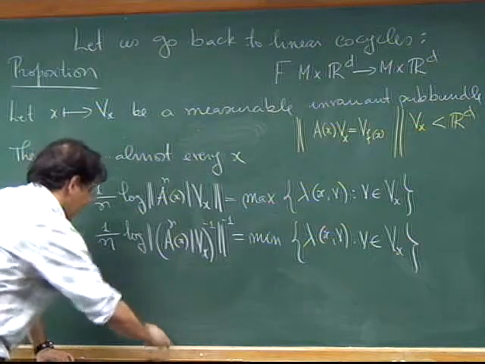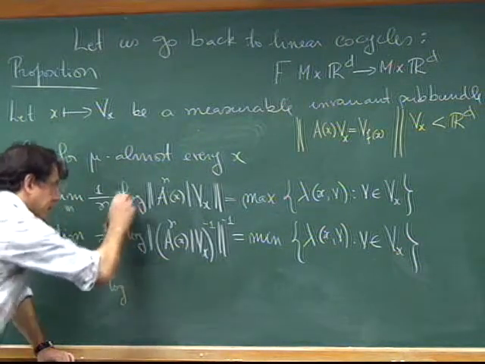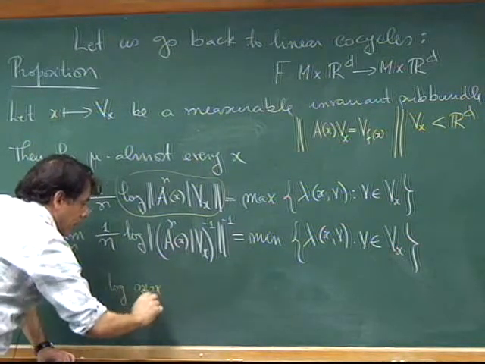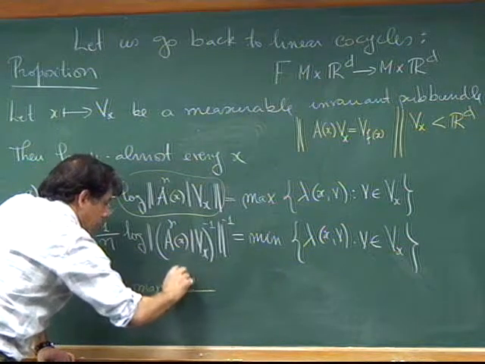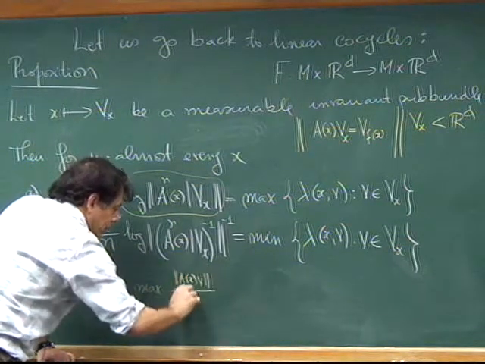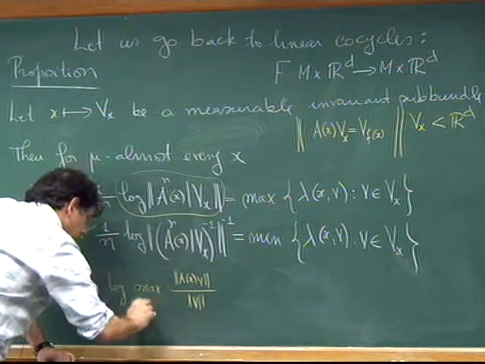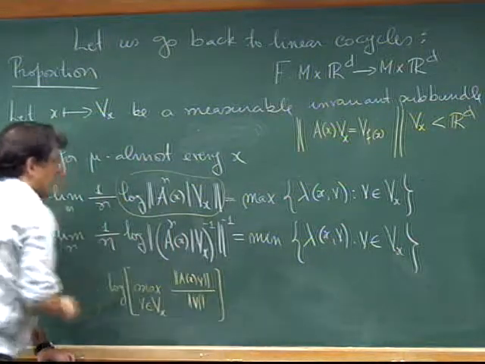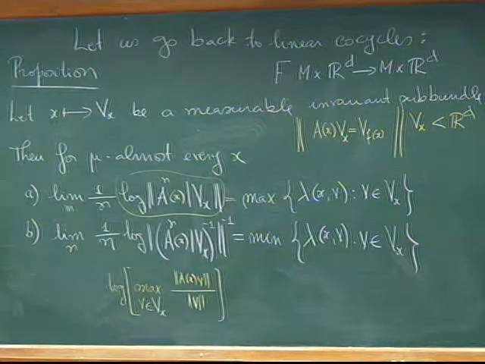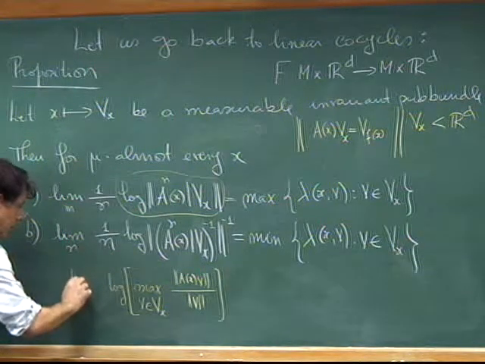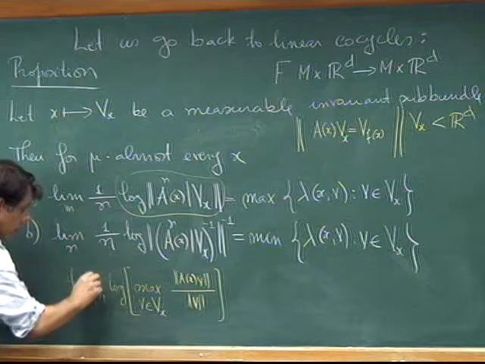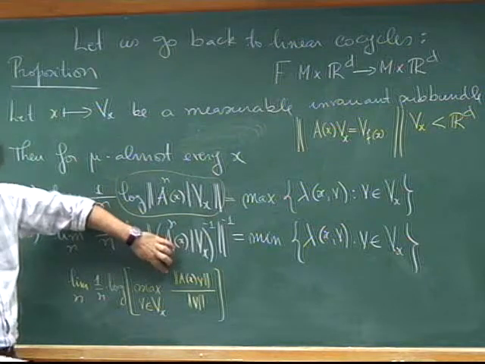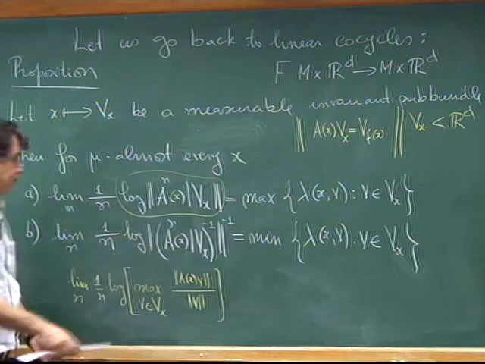On this side, I have the logarithm of the maximum of Ax v divided by v, where the maximum is taken over all vectors in Vx. That's what is written here. And then I take the limit 1 over n, n goes to infinity. This norm here is the operator norm and means this.